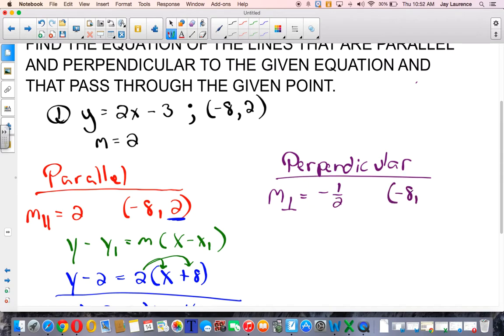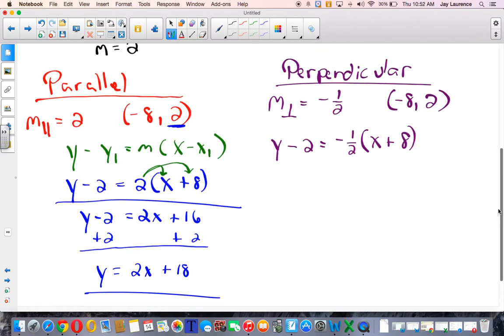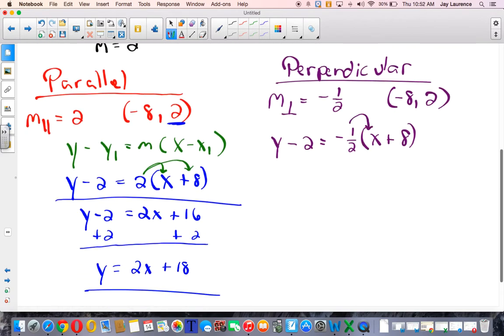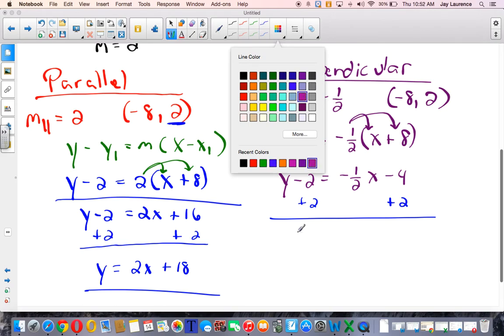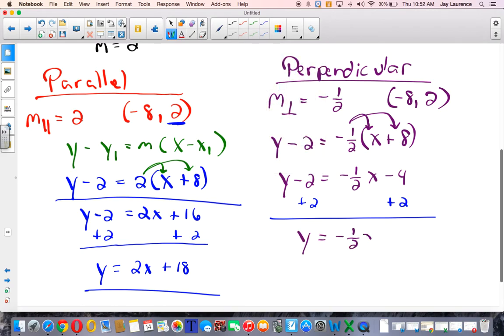My point is still negative 8, 2 in this particular problem. I substitute in y minus 2 equals negative 1/2 times x plus 8. And that's my point slope equation. Now I distribute, and I get y minus 2 equals negative 1/2 x minus 4. Getting y alone, I'll add 2 to both sides, and I'll end up with the equation y equals negative 1/2 x minus 2. So this is the point slope equation. This is the slope intercept equation.